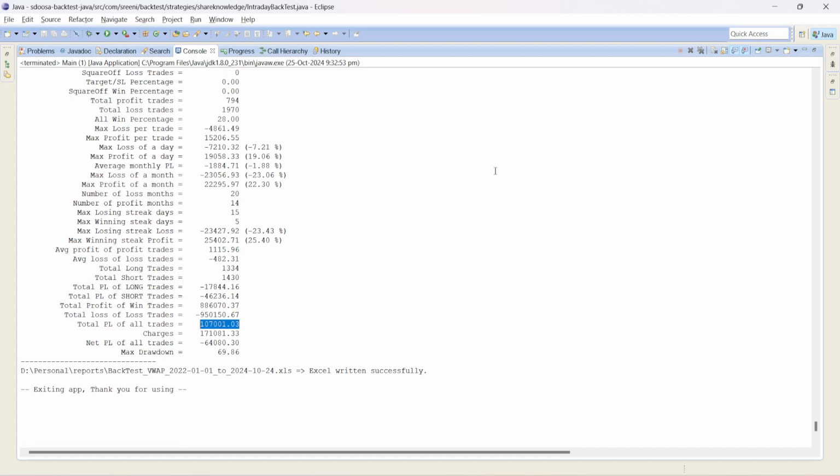That's it, guys. In the next video, I would like to cover another variation of the Vwap strategy with a fixed stop loss in terms of some percentage, instead of waiting in the trade till we get the exit criteria based on the Vwap.